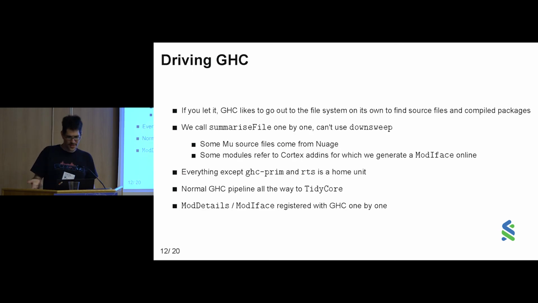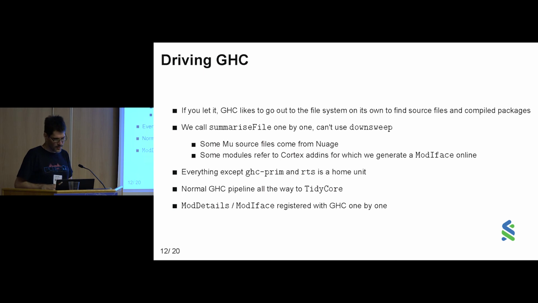So driving GHC. So how do you have GHC do what you want it to do? So one problem for us is that GHC, of course, likes to go out to the file system and try to load source files for you, which we can't have because A, Nuage, so we have this database of source code, and B, because some of the modules don't really exist. They are made up on the fly because they are just exposing non-Haskell functionality to Mu. Or sorry, non-Mu functionality to Mu.